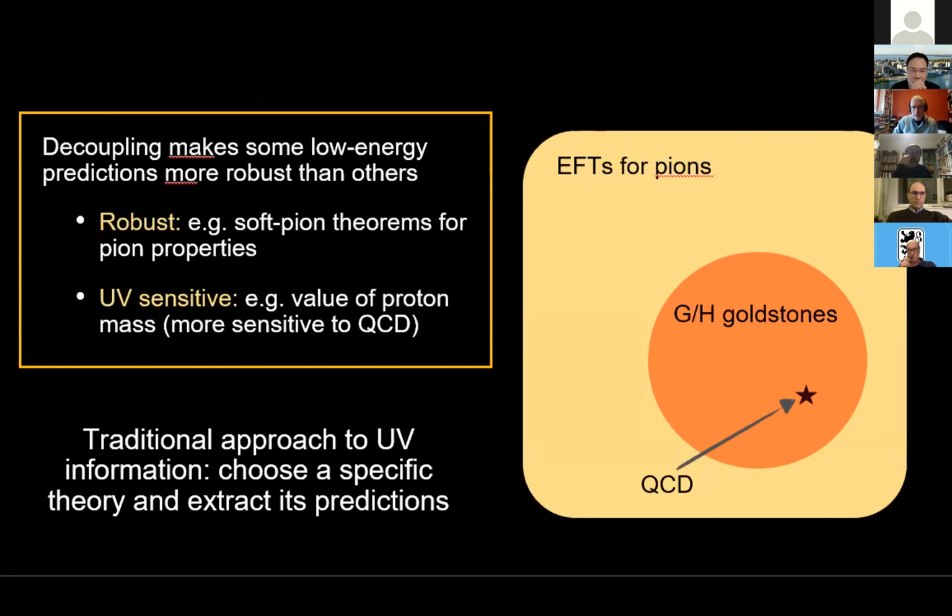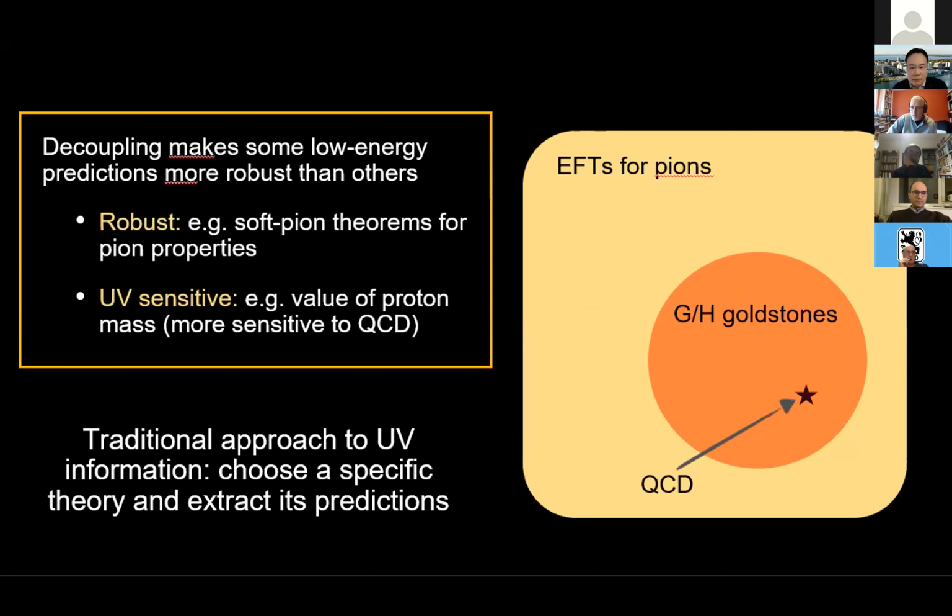But there are also UV sensitive questions or predictions that are made sometimes. And the go-to example always is chiral perturbation theory and QCD. The robust examples there are the soft pion theorems, which pions satisfy just because they're Goldstone bosons for a symmetry breaking pattern. So they would be true for any UV completion that has the same symmetry breaking pattern. An example of a UV sensitive prediction would be, say, the mass of the neutron. It's something which depends a lot on the more detailed physics. And so it's a many-to-one mapping from the UV to the effective field theories.